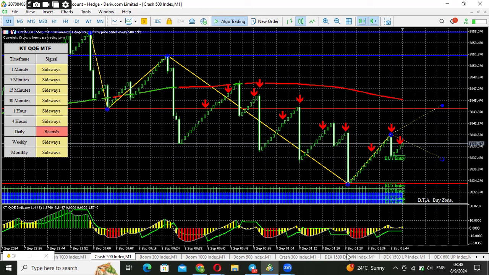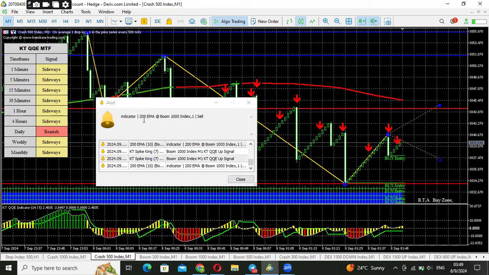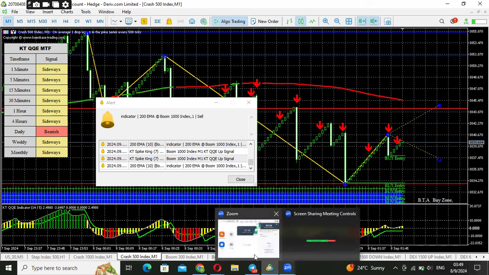So I'm now going to other pairs. Then we have an important feature about this again. If you can check clearly, you can see that there are notifications that are sent by the system. It will be telling you what to do. So as you can see, Boom 1000 is telling you to sell. Let's check Boom 1000 together and see what I'm trying to elaborate here.